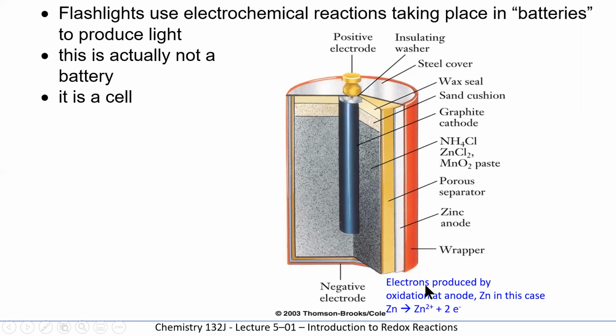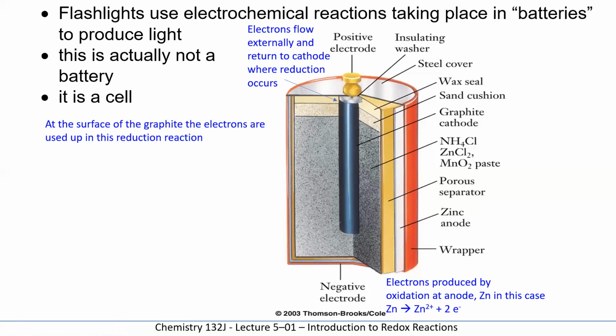The electrons are released when the zinc atoms in the anode let the electrons go, and when they do, they form zinc ions. And of course, the electrons flow through an external circuit to do work for you. When they arrive back at the cathode where the reduction occurs, the electrons cause a chemical reaction to occur. In this case, we have an ammonium chloride, zinc chloride, manganese dioxide paste, and the ammonium ions are reduced by gaining 2 electrons into ammonia and hydrogen. Then, of course, we have to use the hydrogen up somehow.